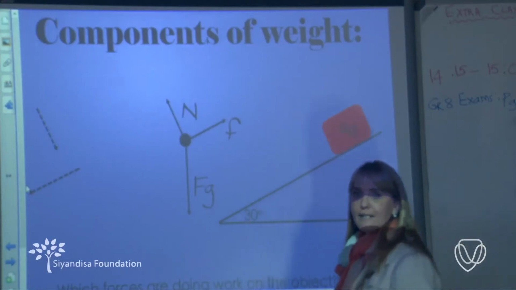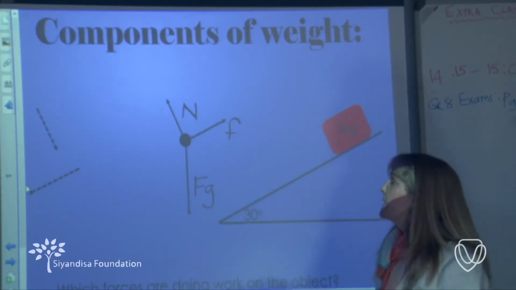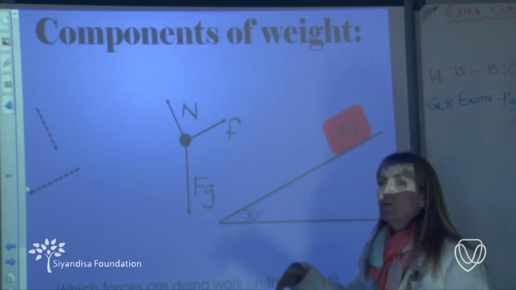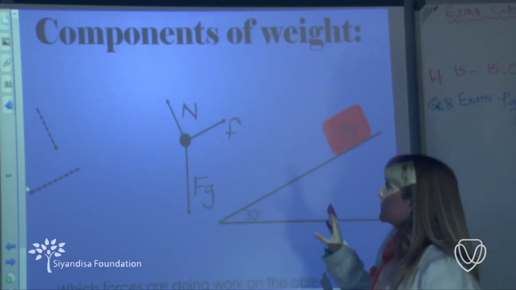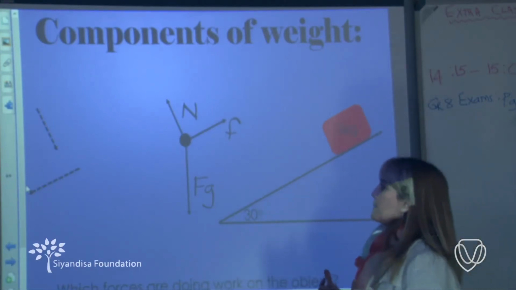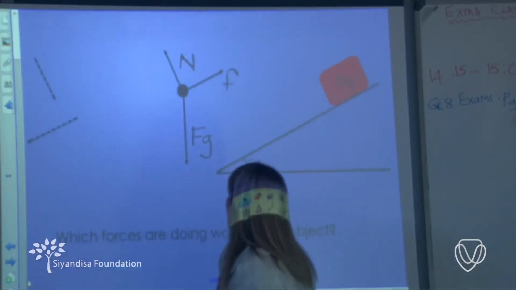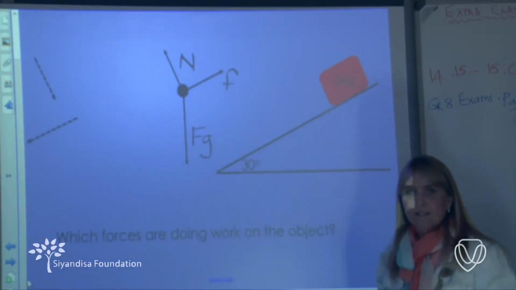Now, if you were asked in an exam to draw a free body diagram showing the forces acting on that object, that is what you would draw. It would be a 3-mark question, and you would get 1 mark for each of those forces acting on the object. But now, the question is, which forces are doing work on the object?